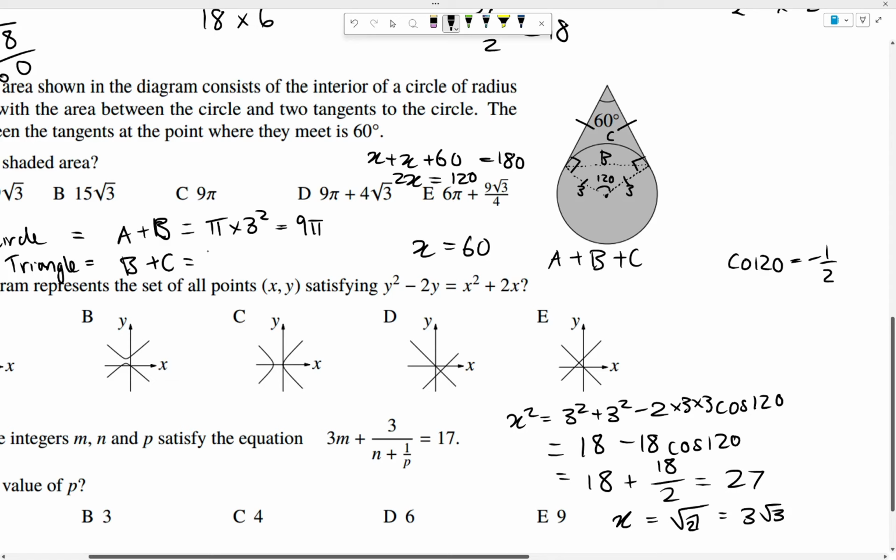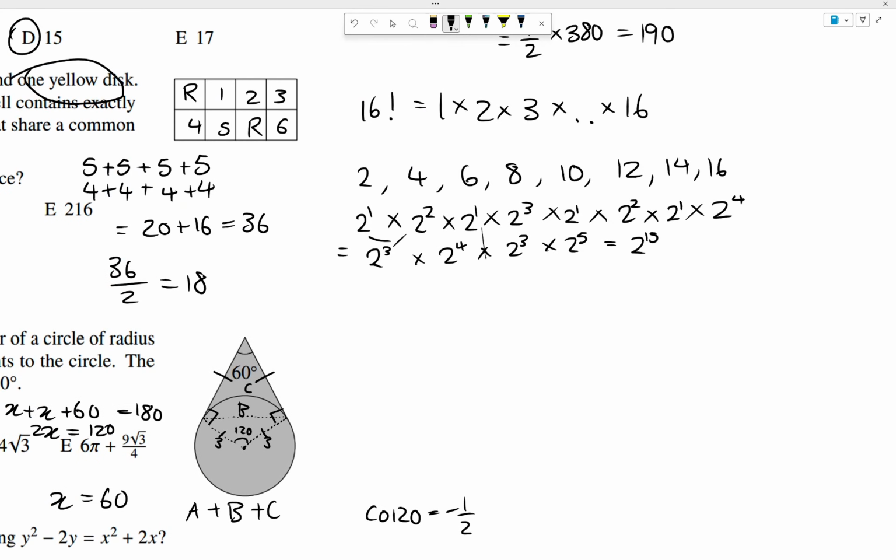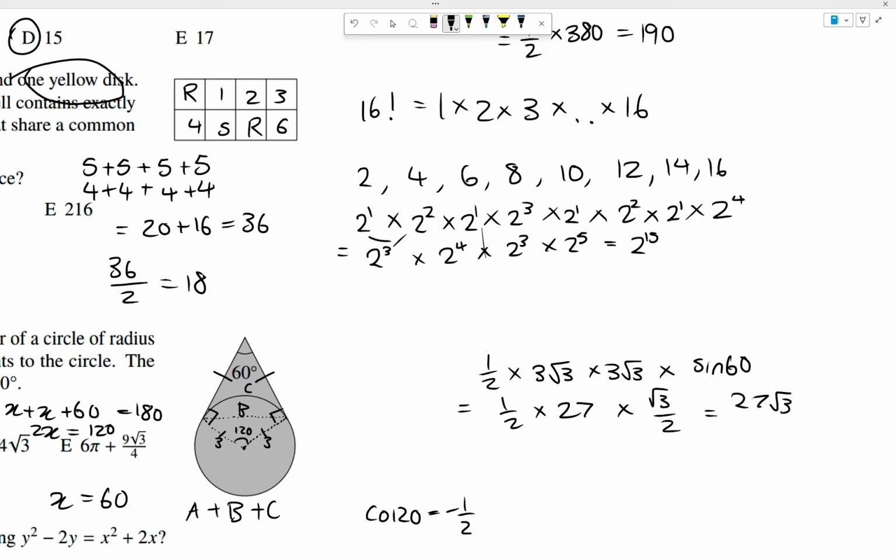So now we can work out the area of the triangle using half ab sine C, and I'll write that somewhere else because I'm running out of space here. A half multiplied by 3 root 3 multiplied by 3 root 3 multiplied by sine of 60, which is a half times 27 multiplied by root 3 over 2, which is 27 root 3 over 4.